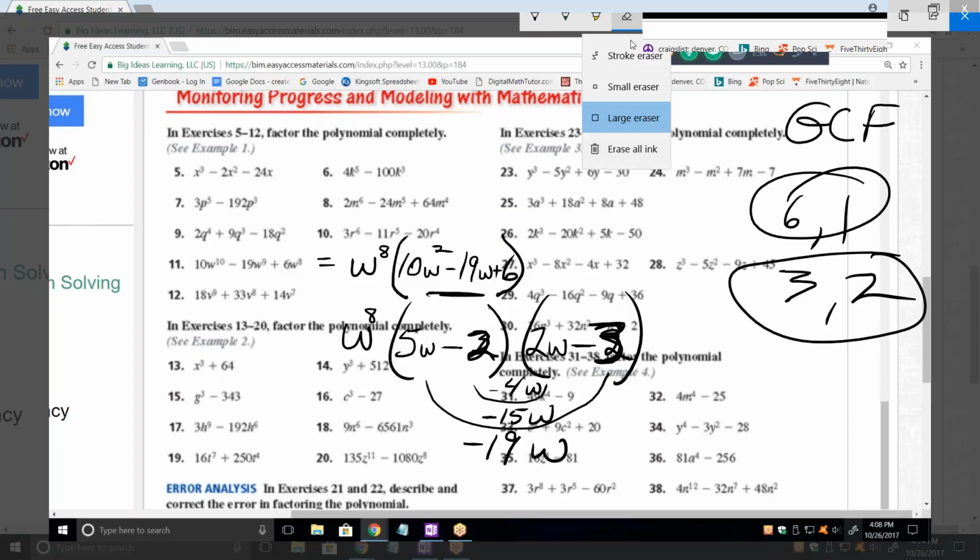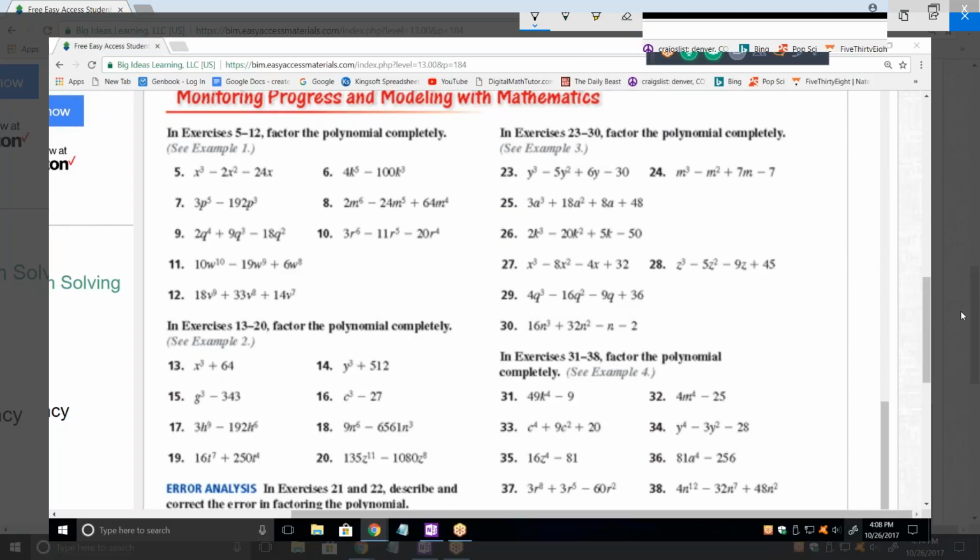Okay. All right, that was 11. Are we doing odds or every one? All of them. Okay, let's do 12. Their greatest common factor.